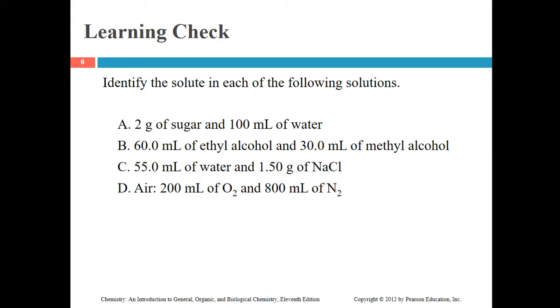B, the one in smaller amount is the 30 milliliters of methyl alcohol. C, the one in smaller amount is the 1.5 grams of NaCl. D, the one in smaller amount is the 200 milliliters of O2.